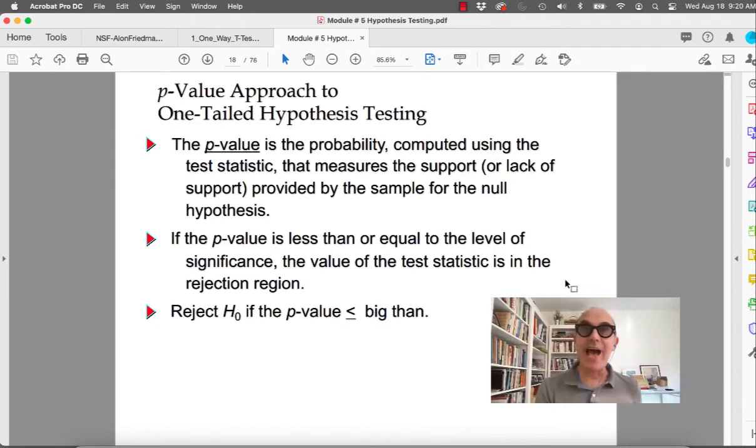Now the p-value comes into play. The p-value is a probability, computed using the test statistic, that measures the support or lack of support provided by the sample for the null hypothesis. So the p-value is compared with the level of significance. Reject the null hypothesis if the p-value is less than or equal to the level of significance alpha.